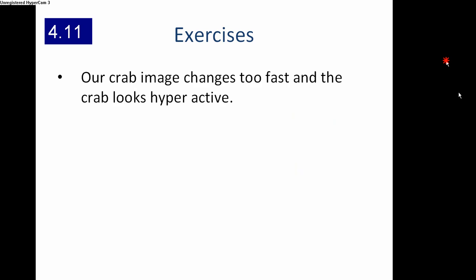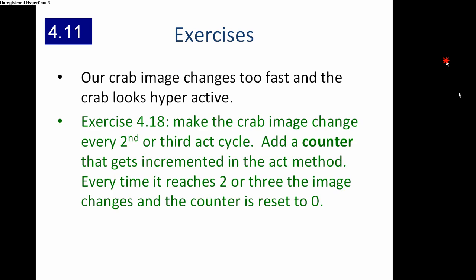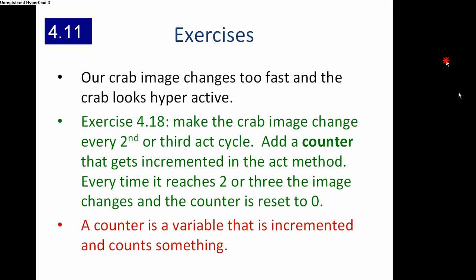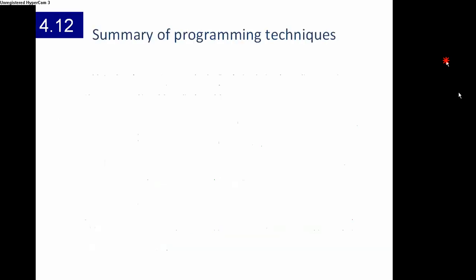Alright, so if you ran it successfully, you know that our crab image changes too fast and the crab looks hyperactive. Make the crab image change every second or third act cycle. Add a counter that gets incremented in the act method. Every time it reaches 2 or 3, the image changes and then the counter is reset to 0. A counter is a variable that is incremented and counts something. So 1, 2, 3, 4, and then a lot of times it'll go back to 0. Okay, do this and answer that question.